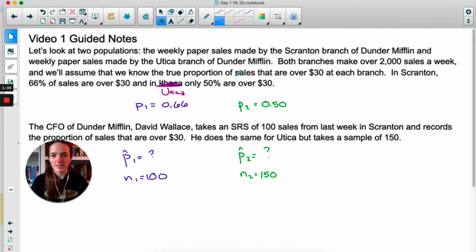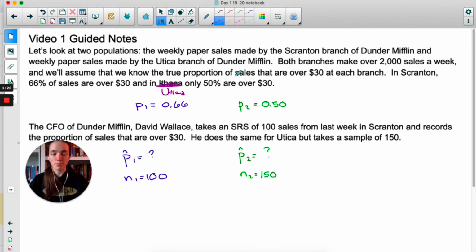So David Wallace, our CFO, takes an SRS of 100 sales from Scranton and records the proportion that are over $30. We'll call that P hat 1. And then he does the same for Utica, but this time it's a sample of 150, P hat 2. Why are they different sample sizes? We don't know. Turns out it doesn't matter. We'll get into that later. For right now, just notice that we have 2 distinct populations. We have population 1 and 2.